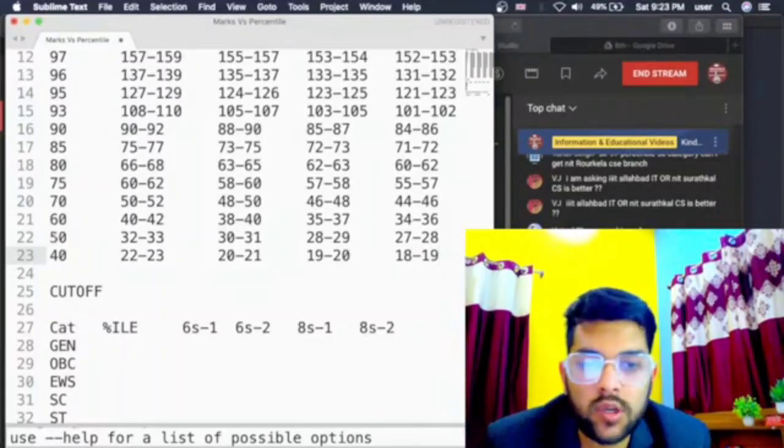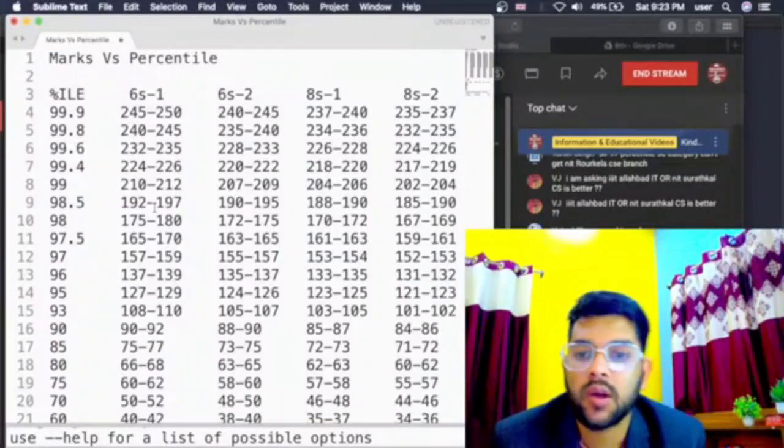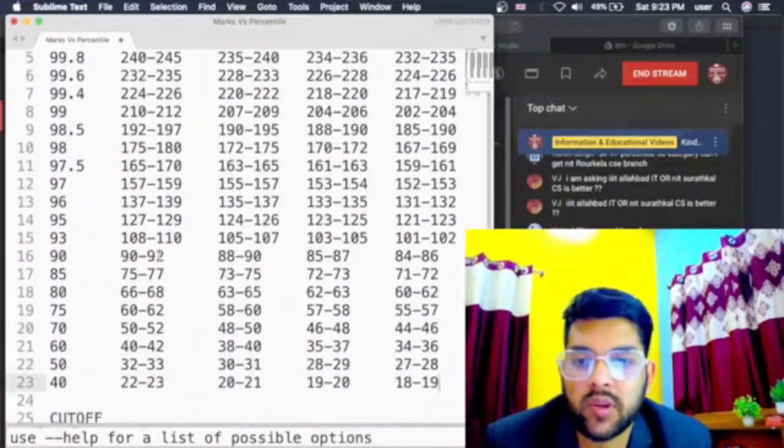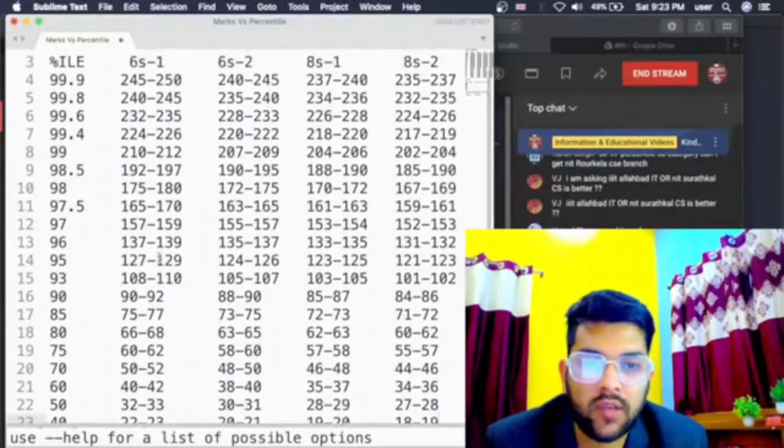This is what the marks versus percentile is for all the four shifts that have been done up to now. I have done a clear comparison between all the shifts. Here you can check the data, you can take a screenshot as well if you want.